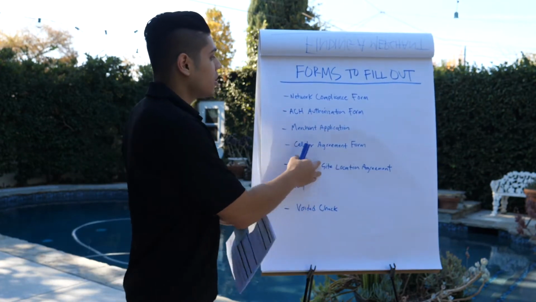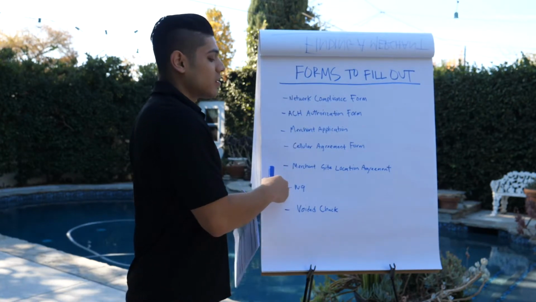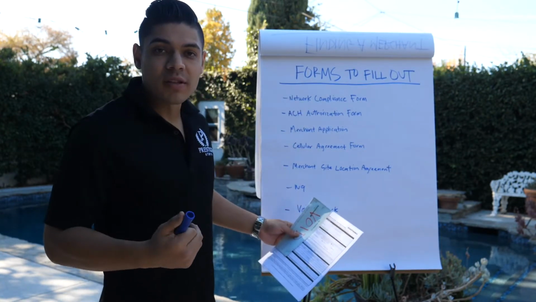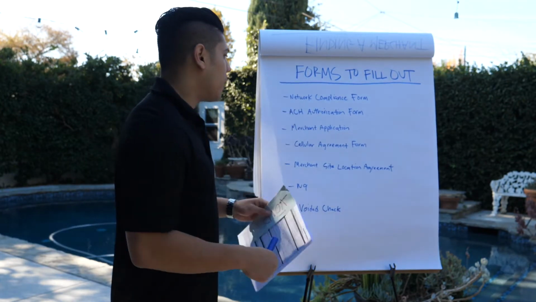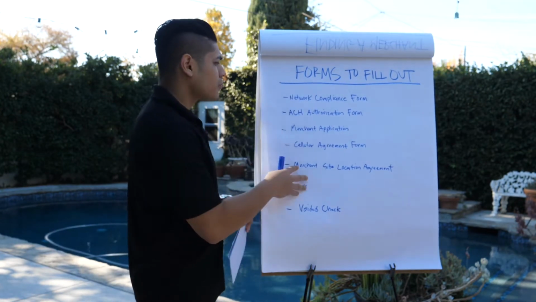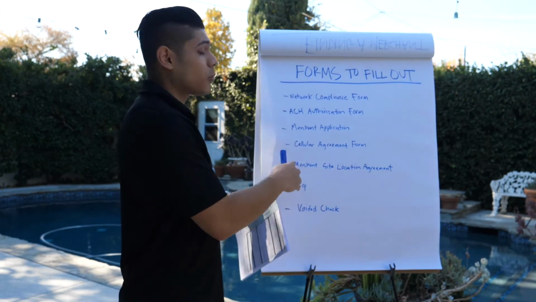So I'm going to go through each and every single form and tell you what it's about, just so you kind of understand what the form is, and it'll make it easier when you actually see them and fill them out yourself. I actually have them here, but I'll go through them one by one. The first form that you're going to have to fill out is called a network compliance form with Cardtronics.